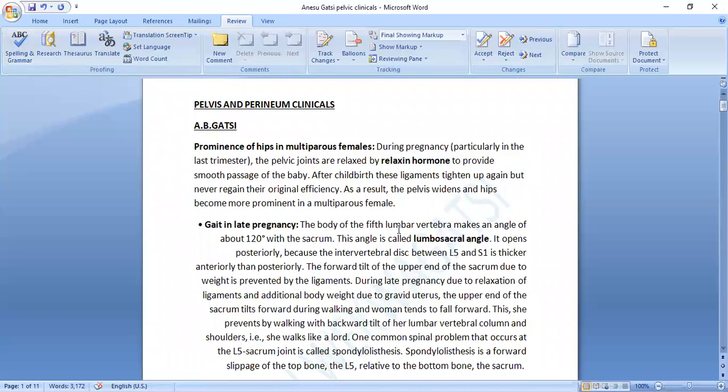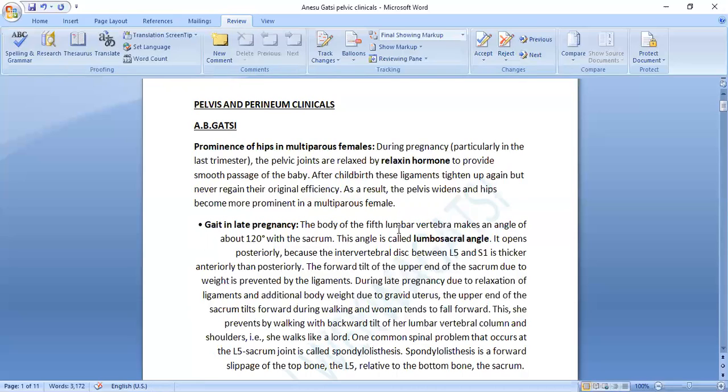Then we also have a gait that is seen in late pregnancy. This we can relate to what we call the lumbosacral angle, that is normally 120 degrees. So this lumbosacral angle, which I'll show in a picture on the next slide, is an angle that is between the fifth lumbar vertebra and the sacrum. So it opens more posteriorly because the intervertebral disc between the L5 and S1 vertebrae is thicker anteriorly than posteriorly, which I'll then show on the next diagram.